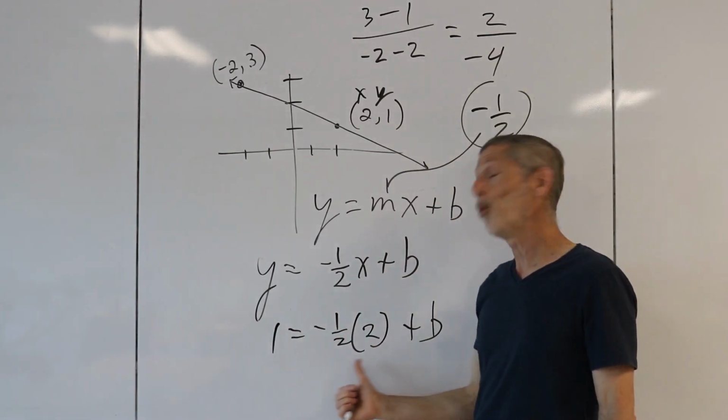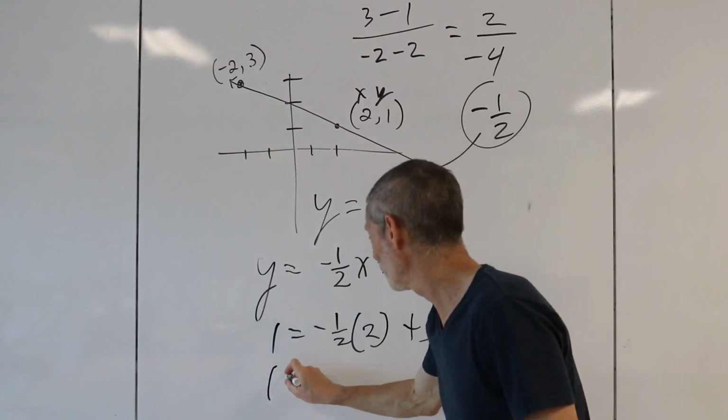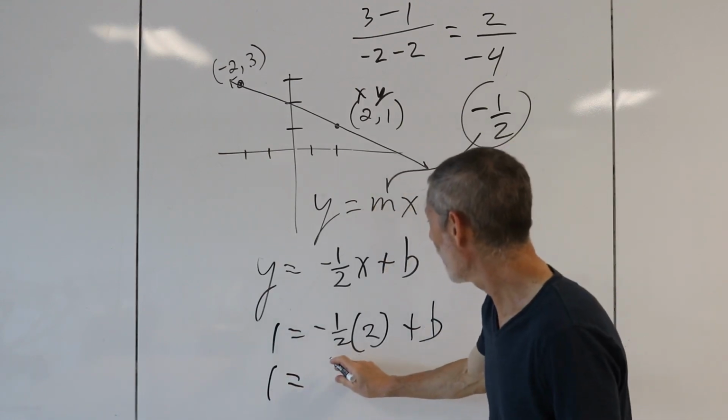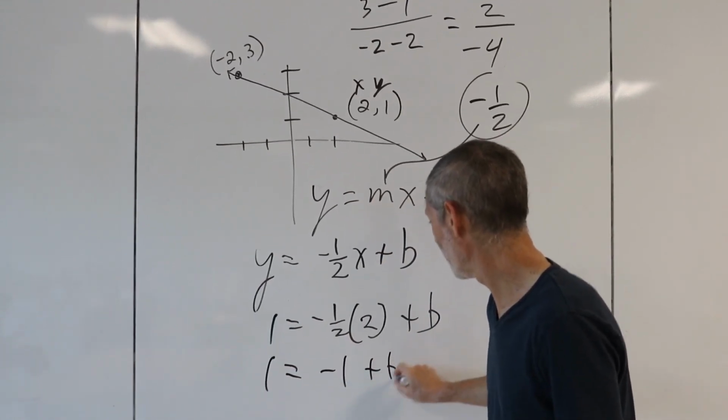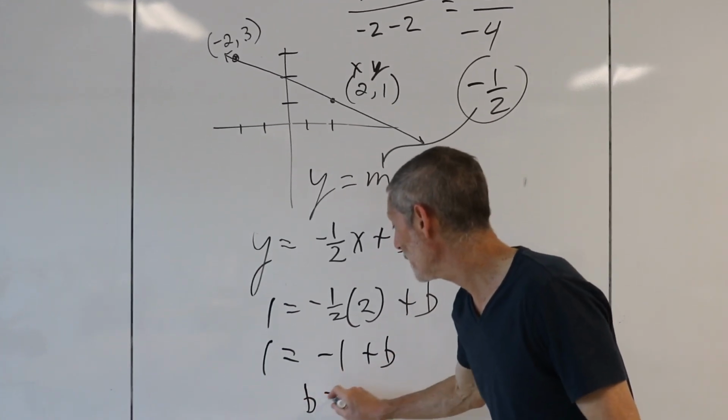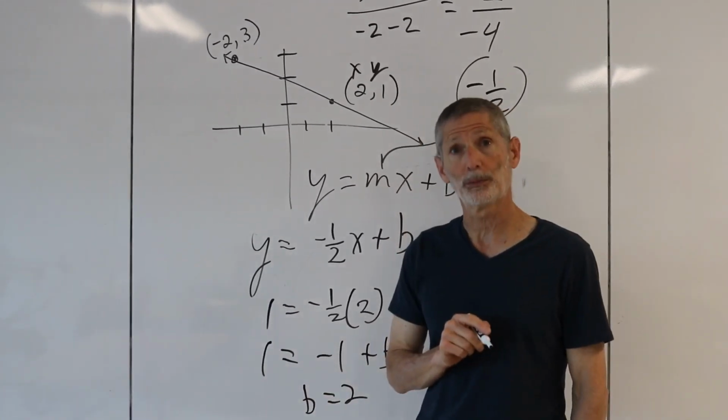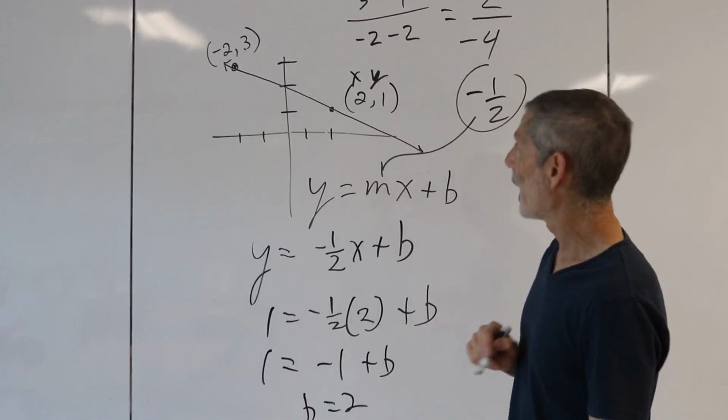So that is a negative 1. Negative 1 plus b, and so I'll add 1 to both sides. So b is equal to 2. Which we can kind of see from the little graph there.